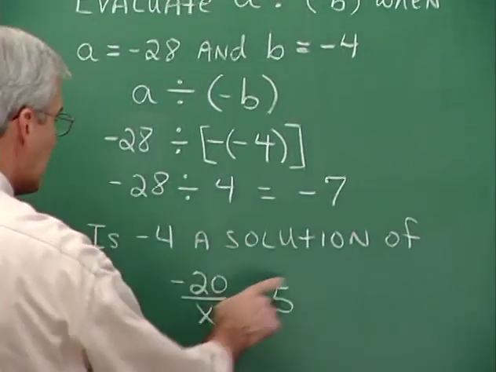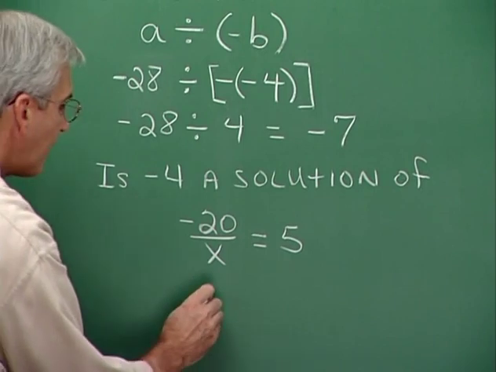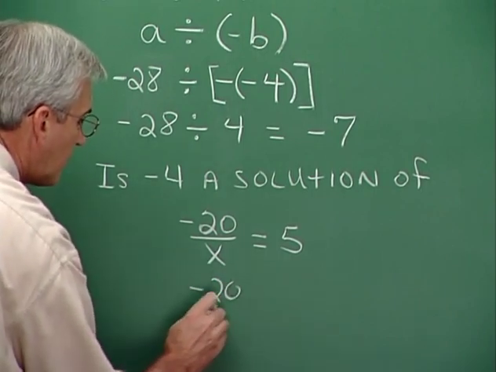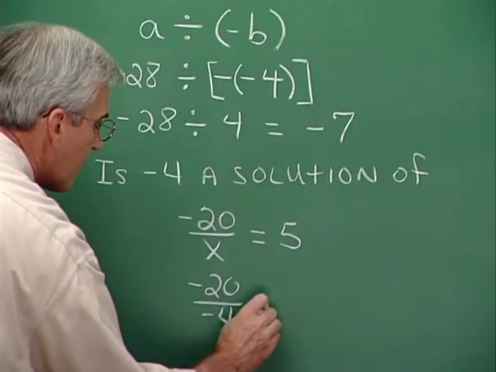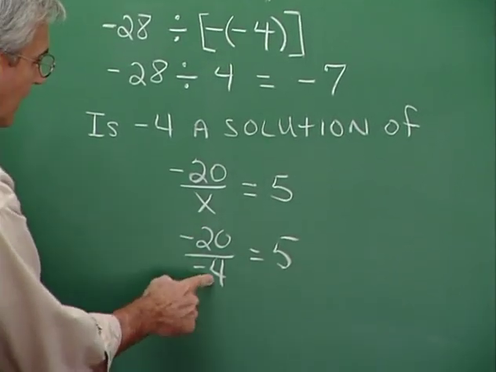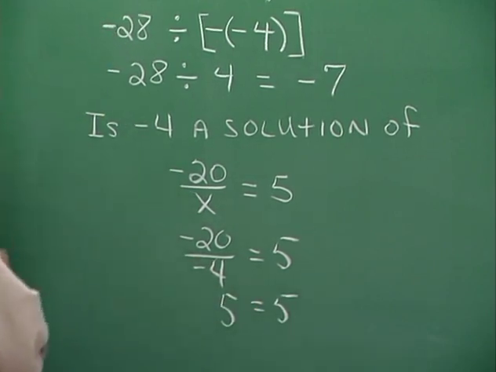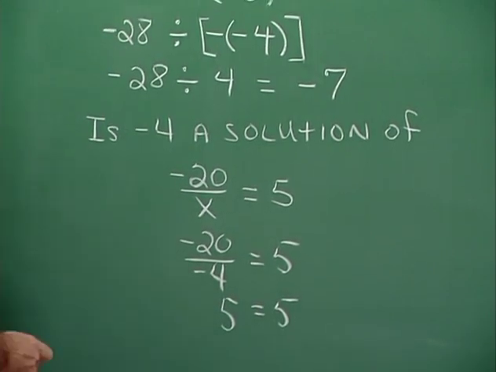Is negative 4 a solution of this equation? Well, let's see. We would replace x with the value we have for it here. Negative 20 divided by negative 4. Is that equal to 5? Negative divided by negative is positive. 20 divided by 4 is 5. We have 5 is equal to 5. So yes, indeed, negative 4 is a solution to that equation.